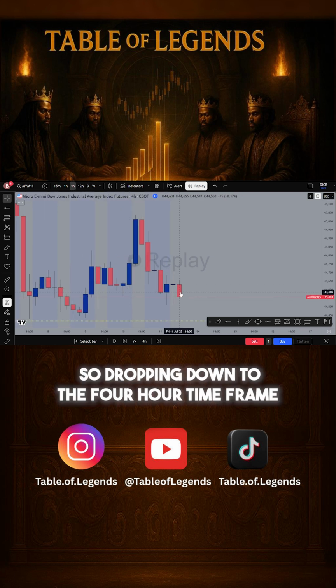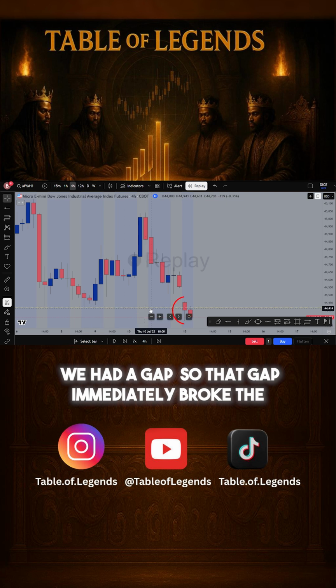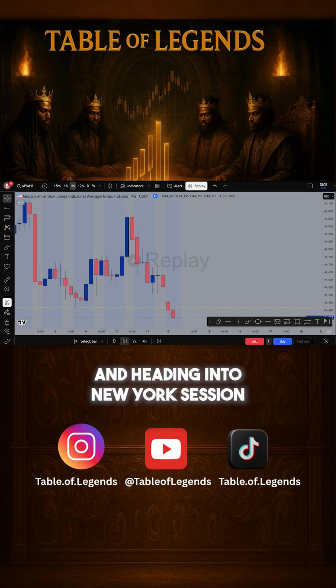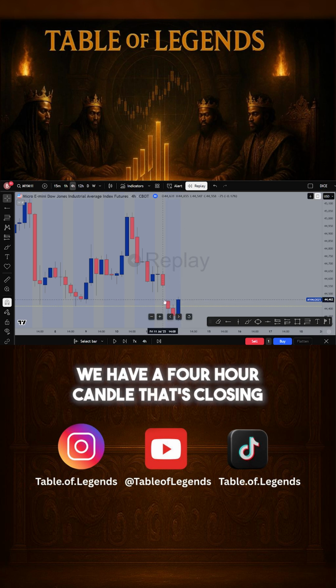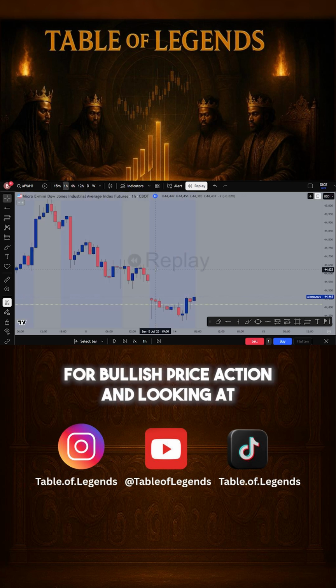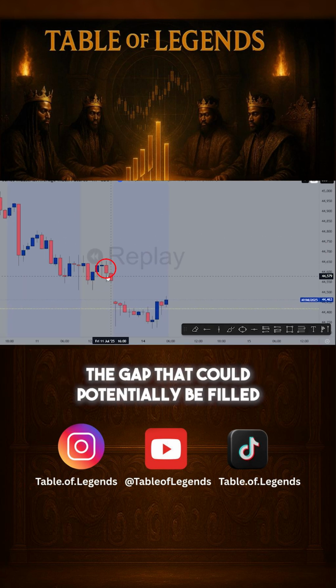So dropping down to the 4-hour time frame, we had a gap. So that gap immediately broke the weekly low of last week. And heading into New York session, we have a 4-hour candle that's closing back inside the range. So I was looking for bullish price action and looking at the gap that potentially will be filled here.